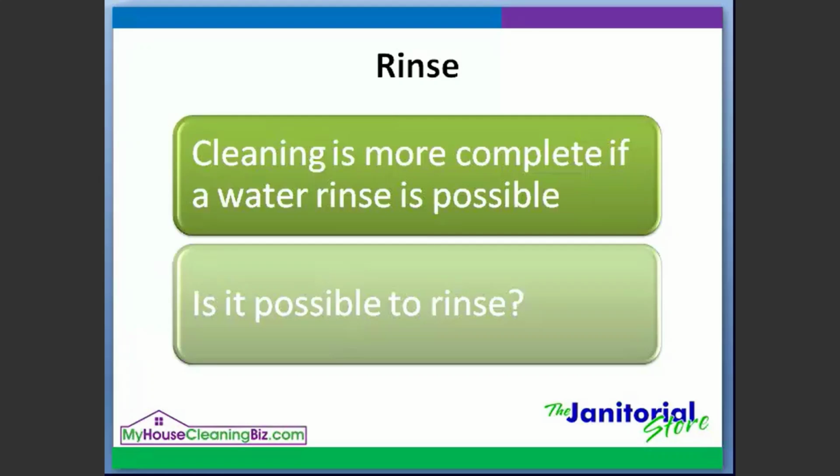There's no point in lifting, loosening, or suspending the soil without removing it. Is water carried from the janitorial closet, or does the location have an adequate water supply? Is there an overflow drain in the floor? Some products leave a residue that must be properly rinsed away. Before using a product that requires rinsing, make sure that you have access to water.